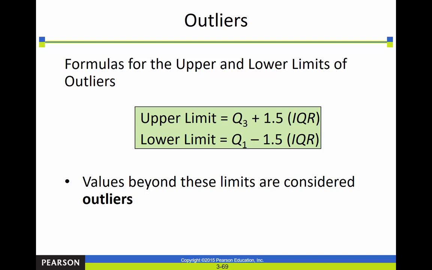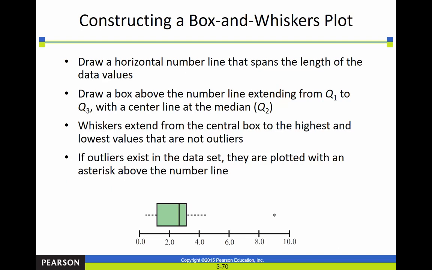The formula for the upper and lower limits of outliers is Q3 plus 1.5 times the interquartile range for the upper limit, and Q1 minus 1.5 times the interquartile range for the lower limit. Anything beyond that we consider an outlier. So there's some instructions on how to draw it. Again, I won't read it to you because you're smart.